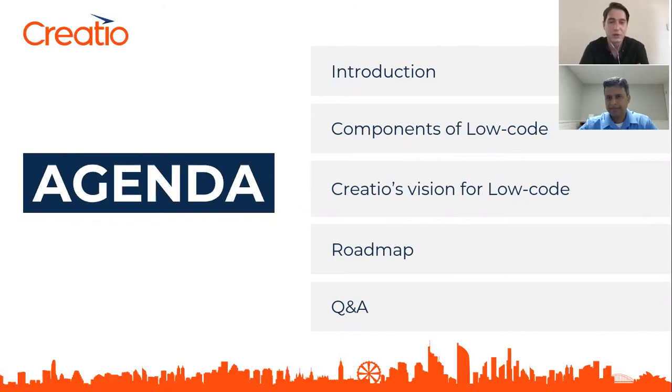Now, of course, we have a formal agenda prepared, right? We want to start with some of the components overview. We want to look at our vision. We want to have a brief overview of the roadmap. Again, just kind of reiterating on how our low-code environment and low-code application platform is going to be developing.